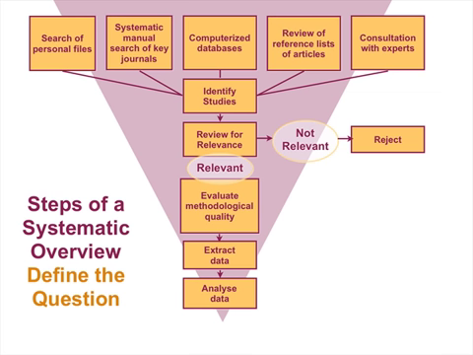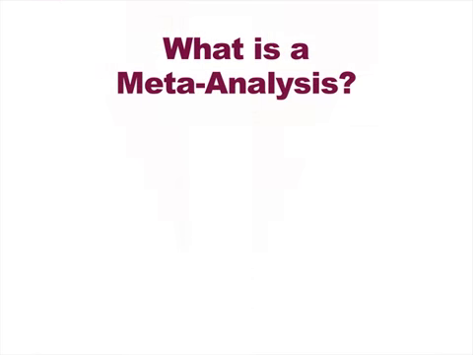So the point is, if you're looking for an answer about a particular question, if you can find a systematic review that's been done, it's going to save you a lot of time in looking for and doing the quality appraisal and the synthesis of this information about the topic. So sometimes those systematic reviews are such that the outcomes can actually be put together statistically.